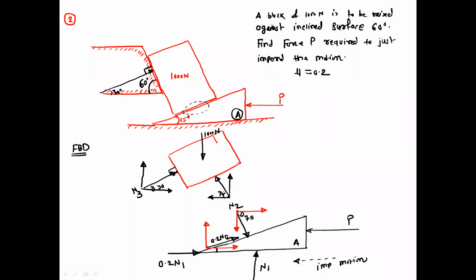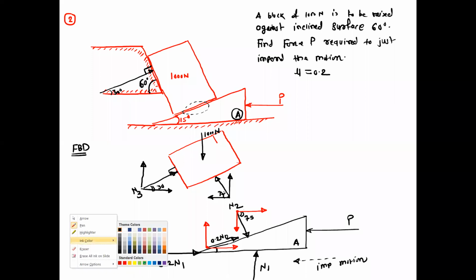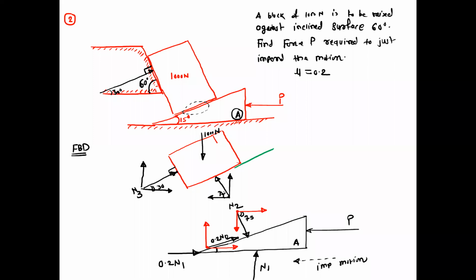Now we have to show the friction force. So at this contact surface, this is the friction force. So it is same 0.2 into N2. This angle will be 15 degree. So this is 0.2 into normal reaction N2. And at this contact surface, this is the friction force along the plane and in the downward direction.